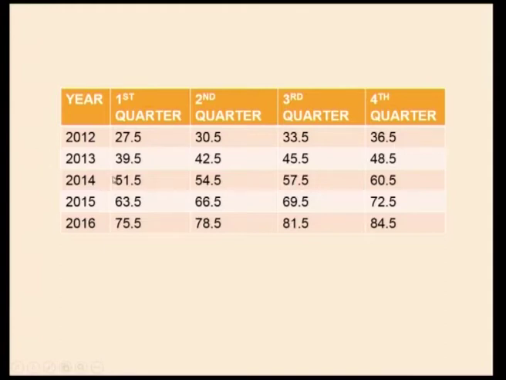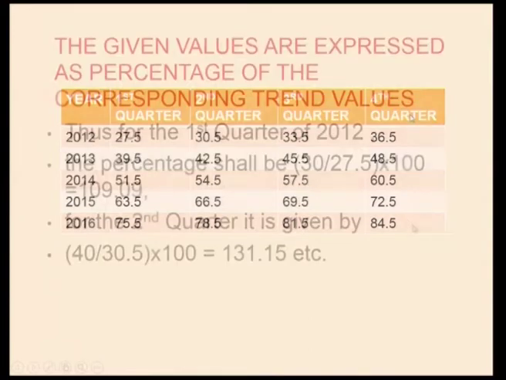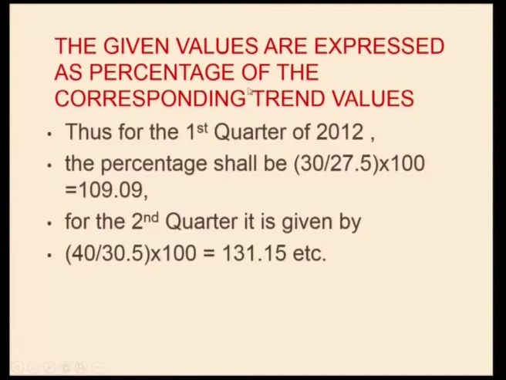If you compute similarly for 2013, the first quarter will be 39.5, second 42.5, third 45.5, fourth 48.5. And finally for 2016, first quarter 75.5, second quarter 78.5, third quarter 81.5, fourth quarter 84.5. And the given values are expressed as a percentage of the corresponding trend values.